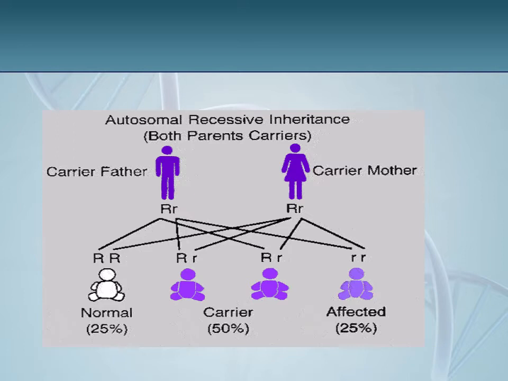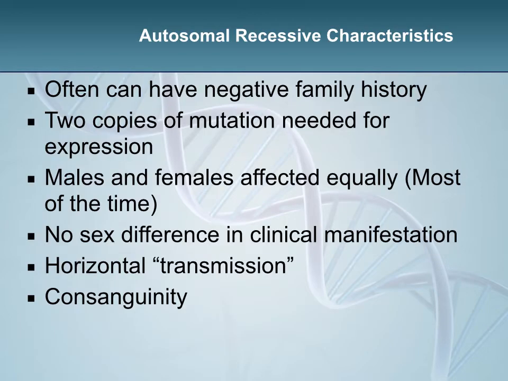It says they can have a negative family history, because before mom and dad, somebody was actually carrying those traits. Two copies of the mutation are needed for expression. That means both mom and dad need to have the carrier genes so the child can be affected. It does not discriminate between sexes, and both male and female can have it. In some cultures, first cousins or second cousins marry, so it can get reflected in that also.